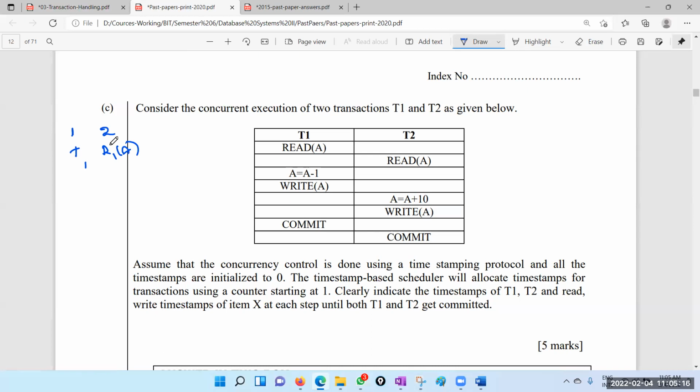So obviously transaction 1 can do the read operation. But now A is going to have the timestamp 1, because that is the starting timestamp of transaction 1. That is the read timestamp of A. Here, the read timestamp of A is 1 now. Okay, so it has 2 timestamps, a read timestamp and a write timestamp. Now the read timestamp is 1.